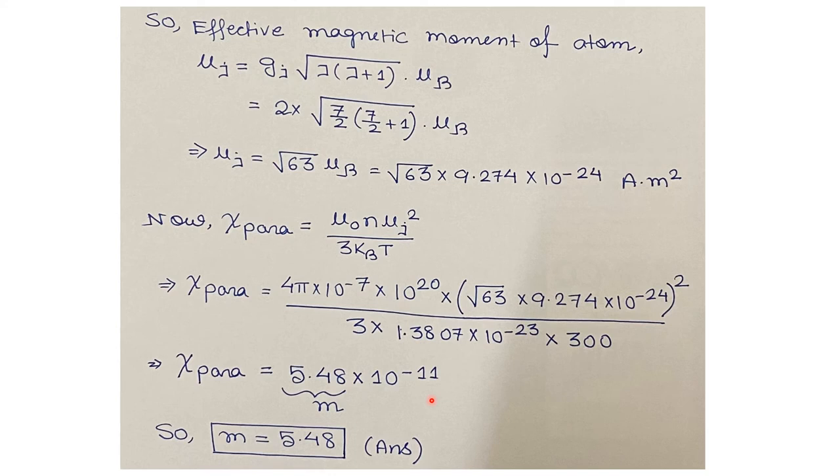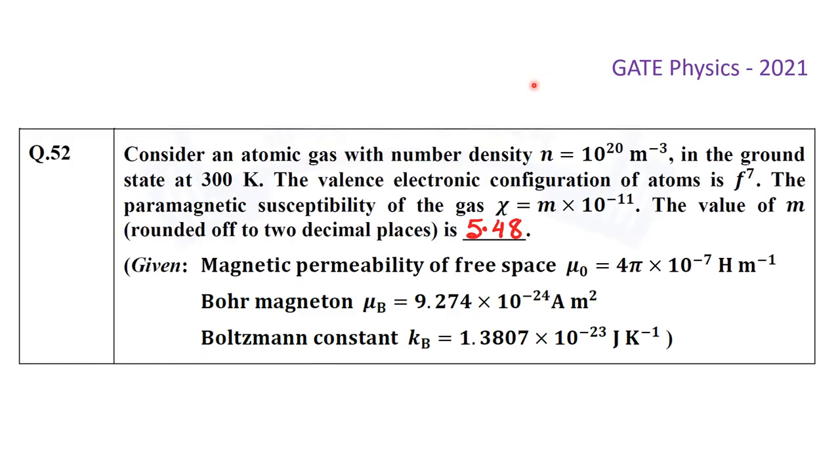So we have to find the value of m, which is actually here 5.48. So the value of the m as it has been asked in the question, that is 5.48. So we have already solved this problem in detail, and we found that the value of m in the paramagnetic susceptibility of the gas chi equals m times 10 to the minus 11 is 5.48, which is rounded off to 2 decimal places.